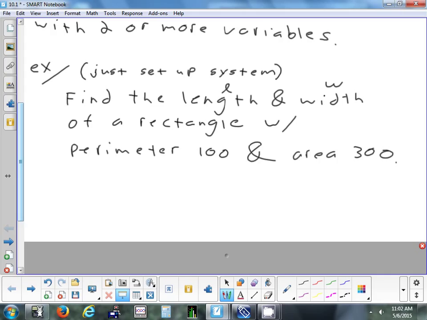Anybody give me one equation that I would set up here? Yep, Darren? 2L plus 2W. Good. 2L plus 2W equals 100. That's the equation for the perimeter. Twice the length plus twice the width equals 100. How about the equation using the area? James? Length times width. Right.